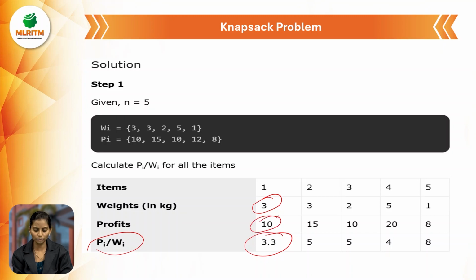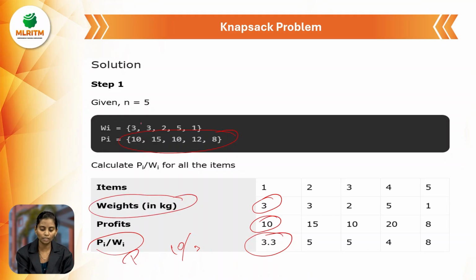So profit by weight, in the sense 10 by 3, is nothing but the profit value of the first item. Here pi, where i indicates the items, is the profit of each and every element, as well as weight. So wi indicates the first element, second, third, fourth as well as fifth element. In the same way, pi also indicates p1, p2, p3, p4 as well as p5. So here, for each and everything, we are going to calculate the profit by weight. That is our first step.